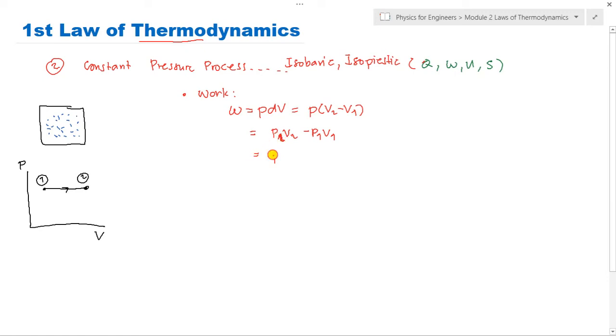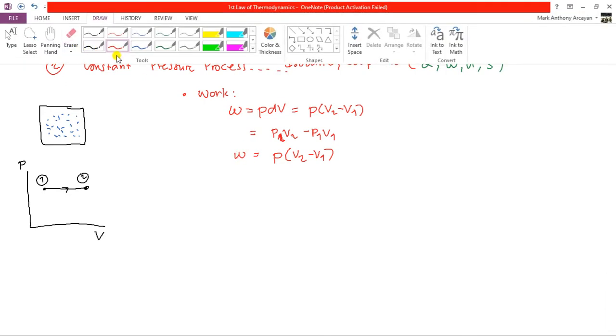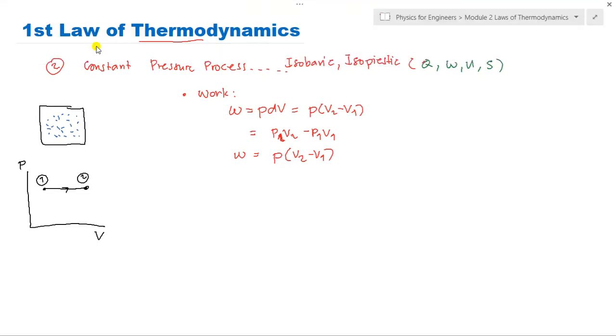However, since both the initial pressure P1 and the final pressure P2 are equal, P can be factored out. So we have P times V2 minus V1. Therefore, that is the formula for work at constant pressure: P V2 minus V1, or P dV. So take note.